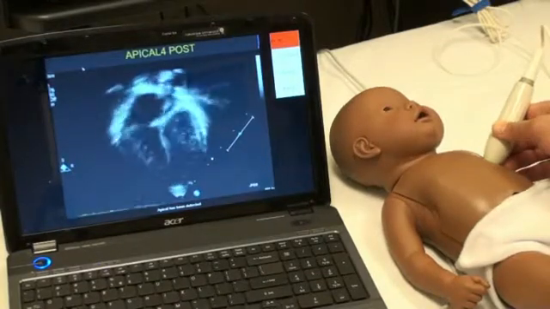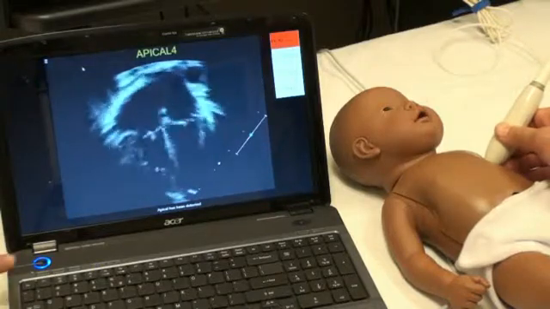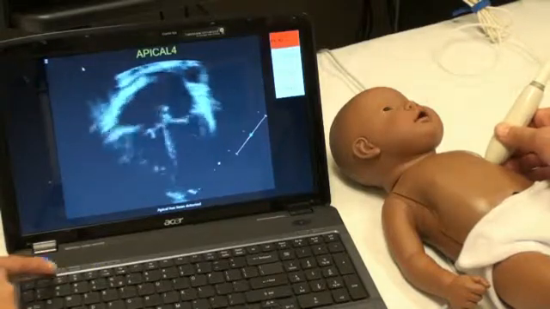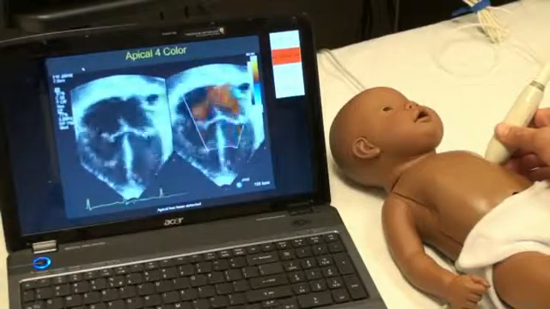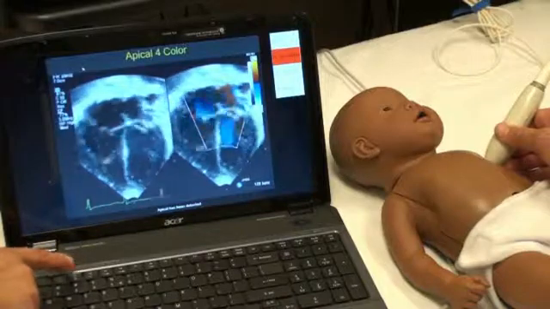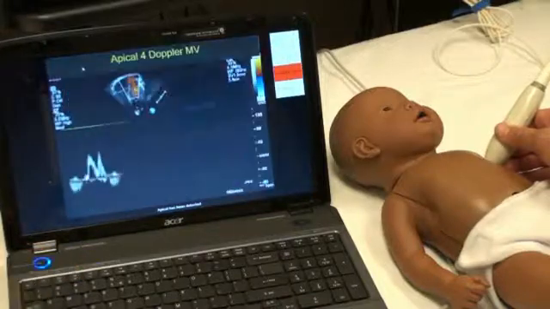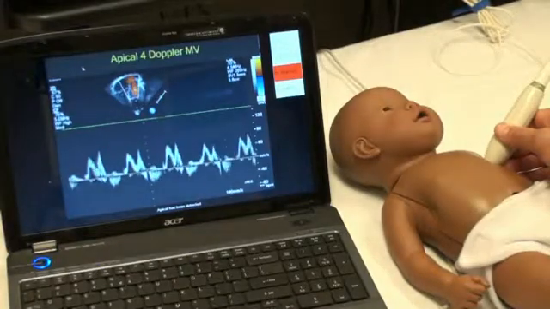Minor rotation clockwise and tilt anterior to the four-chamber view. Mitral valve, tricuspid valve, atria. And the color flow demonstrates the pulmonary venous flow to the left atrium and then through the mitral valve and tricuspid valve with the minimal tricuspid regurgitation. The Doppler of the mitral valve.